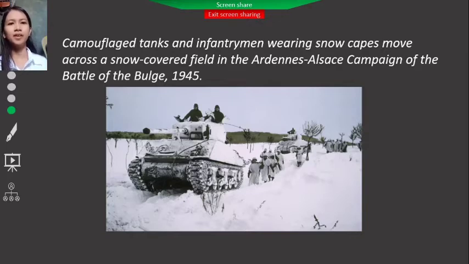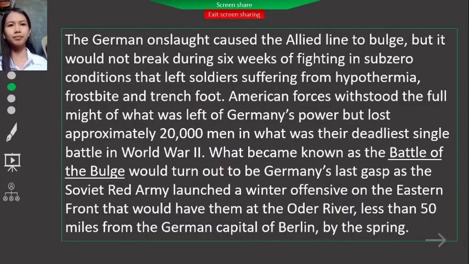Camouflaged tanks and infantrymen wearing snow capes move across a snow-covered field in the Ardennes Alsace campaign of the Battle of the Bulge, 1945. The German onslaught caused the Allied line to bulge, but it wouldn't break during 6 weeks of fighting, in sub-zero conditions that left soldiers suffering from hypothermia, frostbite, and trench foot. American forces withstood the full might of what was left of Germany's power but lost approximately 20,000 men in what was their deadliest single battle in World War II.